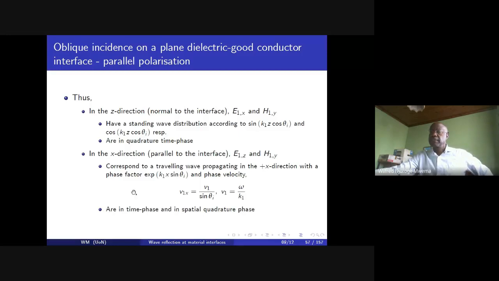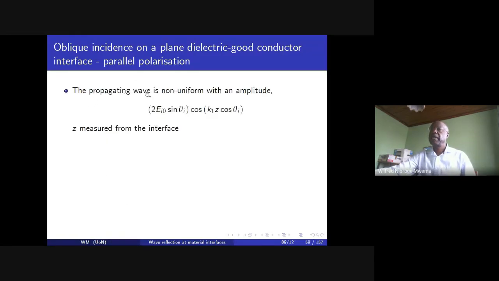Now, these two components, E1Z and H1Y, are in time phase. There's no j operator in any of them, and they are in spatial quadrature phase, because E1 is pointing in the y direction and H1 is pointing in the y direction and E1Z is pointing in the z direction, and therefore they must be facing in different directions in space. So the propagating wave is non-uniform again, because the amplitude is corrected by that equation there, where z is measured from the interface.